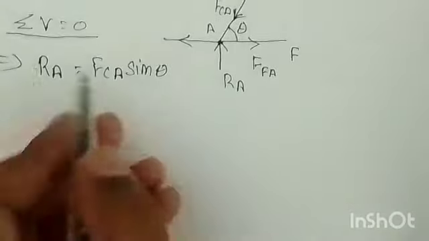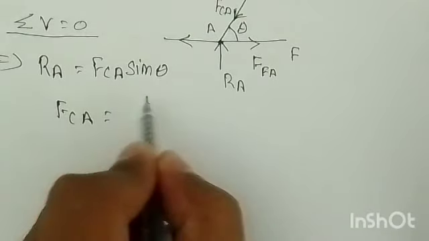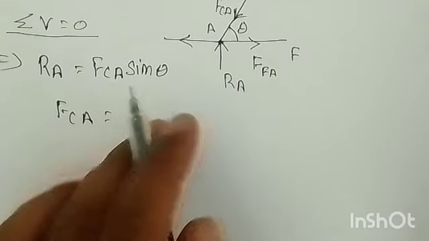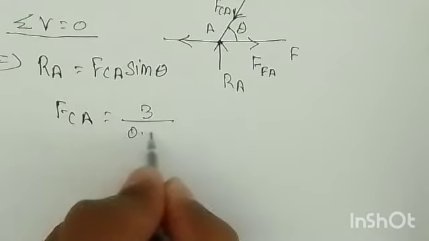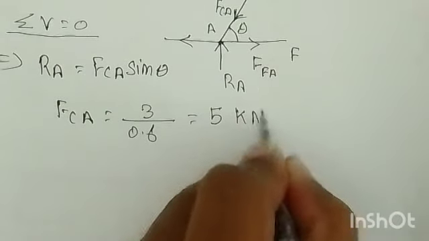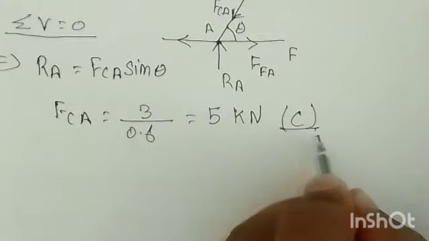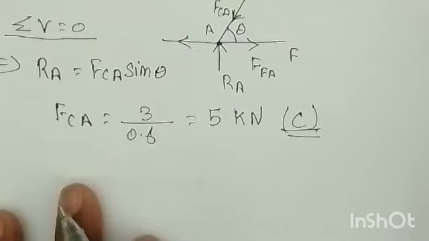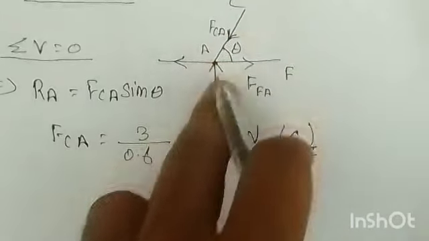So now you need to find out the FCA. So FCA is equal to what? That FCA is equal to RA, and the RA value we know, which is the 3 that we have calculated, 3 by 0.6. So some value will come, it is 5 kilonewton, right? And how is its nature? The nature of this force is compressive, that is C for compressive. So one of the forces, means one force we got in member AC, right?